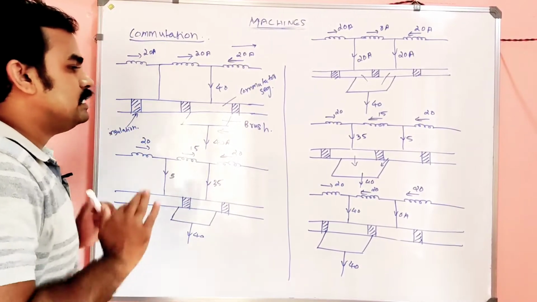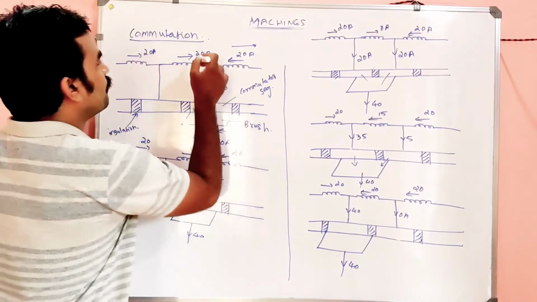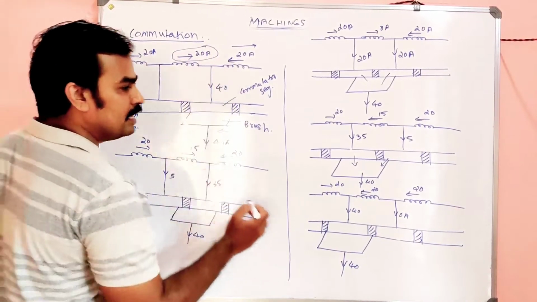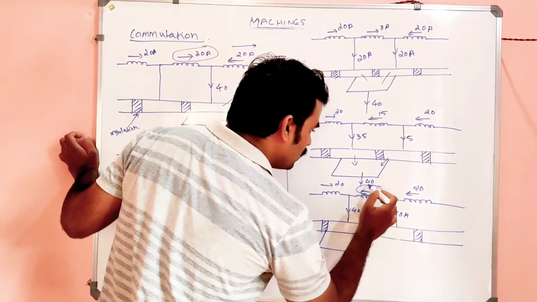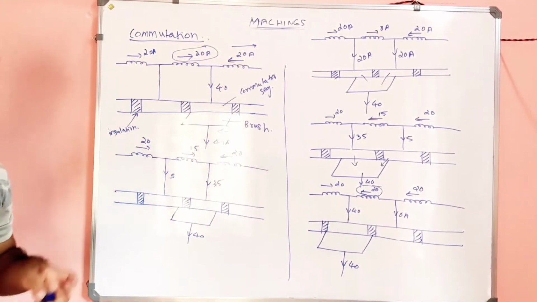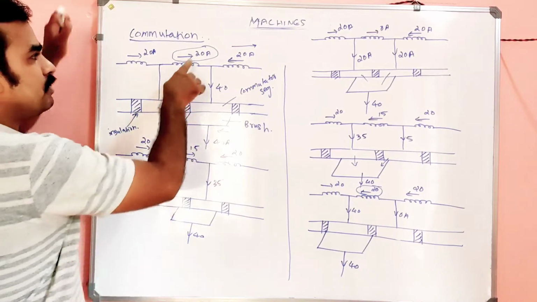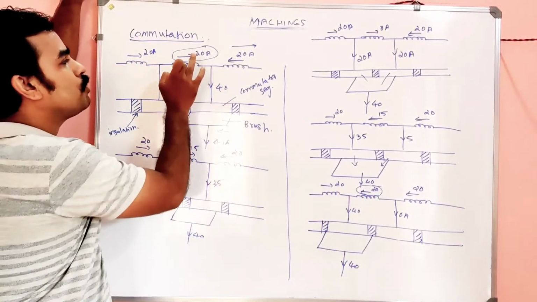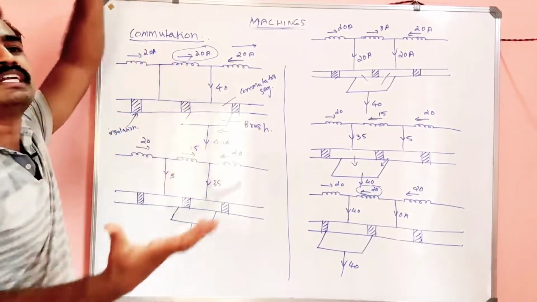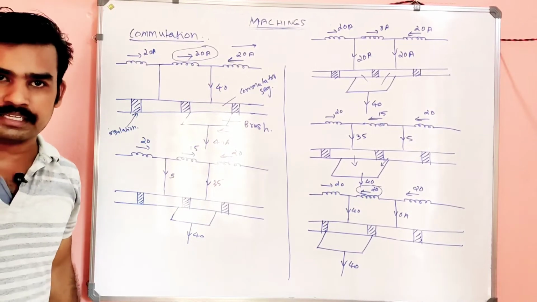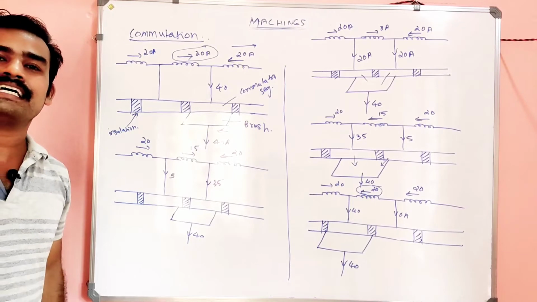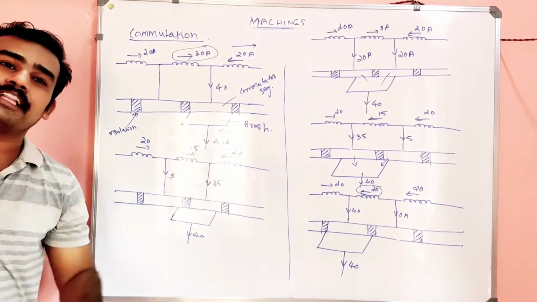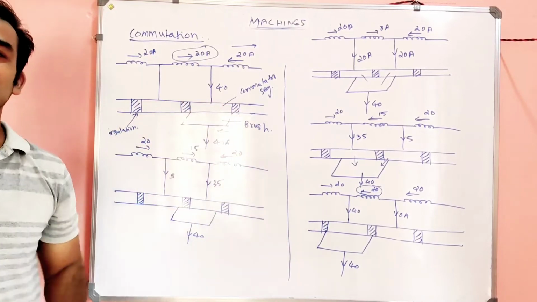That means simply commutation means, see my dear, here it was 20 ampere towards the right, here it is 20 ampere towards the left in the same coil. Am I correct? Here it is 20 ampere to the right and here it is 20 ampere to the left, in the same coil. So commutation, in other words, you can explain like this. Commutation is the process of reversing the current in the coil. This is also called commutation.